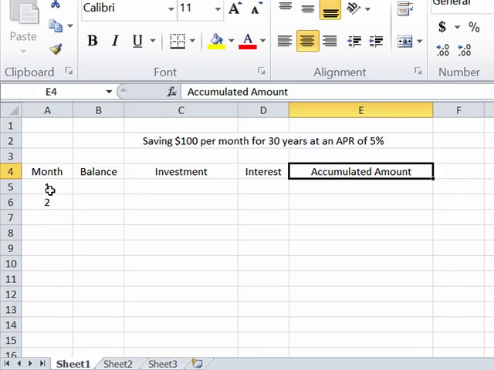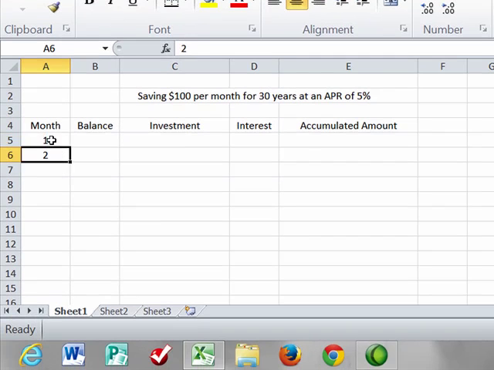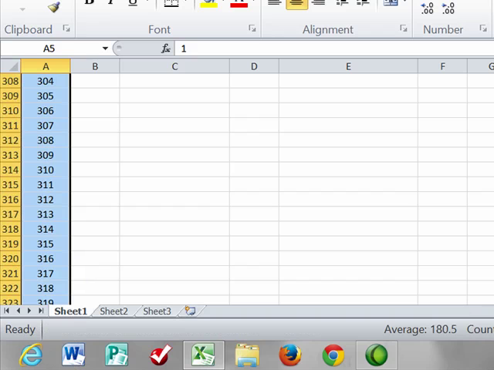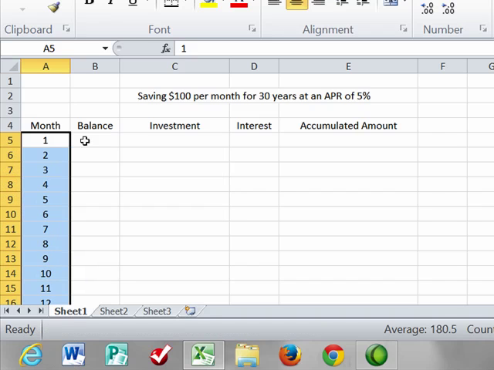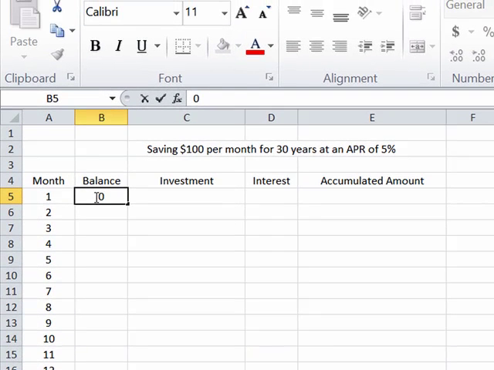So first of all, the month is 360 months. So if you start off in Excel with a pattern of, let's say, 1 and 2, and you scroll it down, it will recognize the pattern, and then you just scroll it down to 360. So there's your month. The second thing is that initially I have a balance of 0, I have nothing in my account.